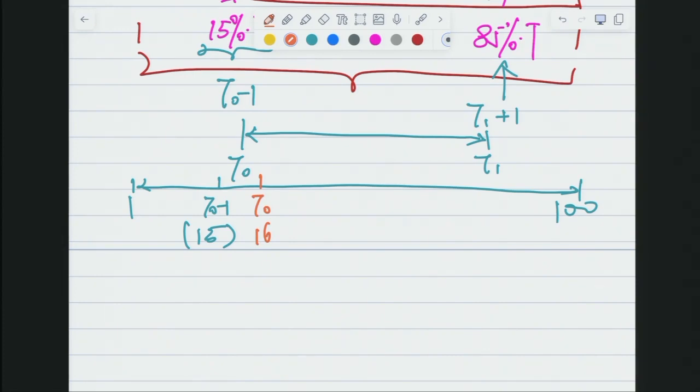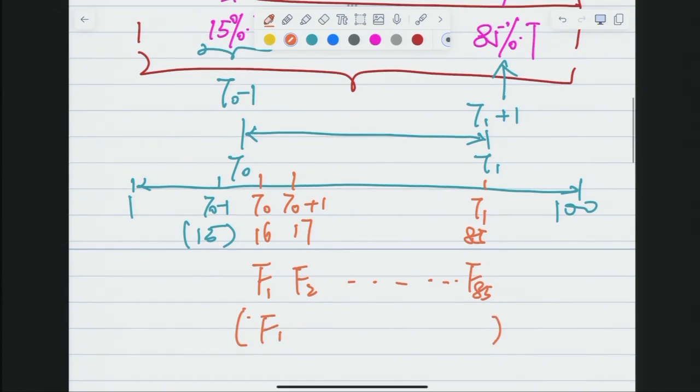We do a Chow test there, and then we'll have one F statistic. Then we also test for the next time period, tau naught plus 1, which corresponds to time index 17, and we get another F statistic, let's call it F2. Then we carry on this test until tau 1, which corresponds to time index 85, so we have F85. Essentially, we'll have a sequence of 85 F statistics.